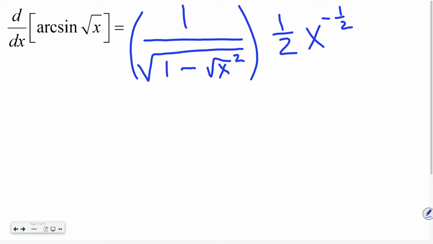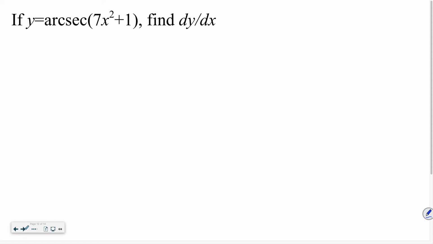All right, so how about you try example 3 at your pod? Example 3 is arcsecant, which, yes, I realize is not one you have to memorize, but I'd still like you to be able to apply the rule. So at your table, work together to take the derivative of the arcsecant of 7x squared plus 1.